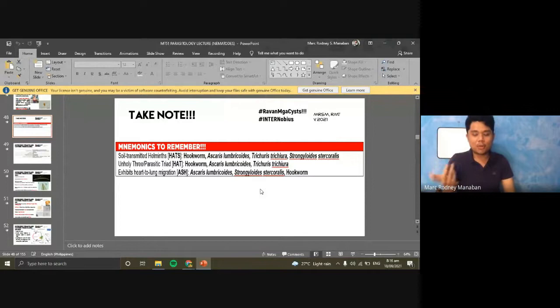And then lastly, you have exhibits heart to lung migration. You have ASH: Ascaris, Strongy, and Hookworm. So please take note of those mnemonics. Gasgas na yarn, and sige na siyang balik-balik. Very, very core, very important to parasitology.